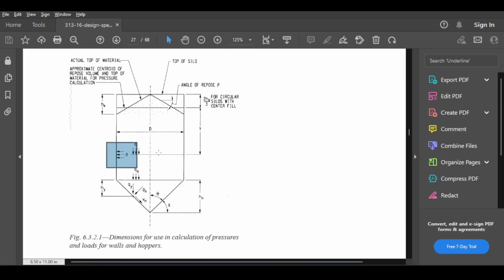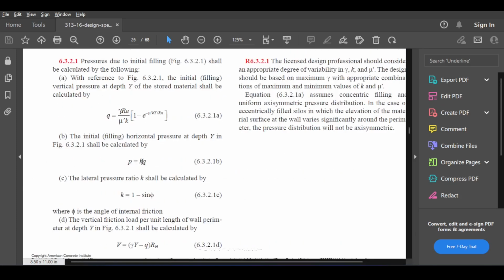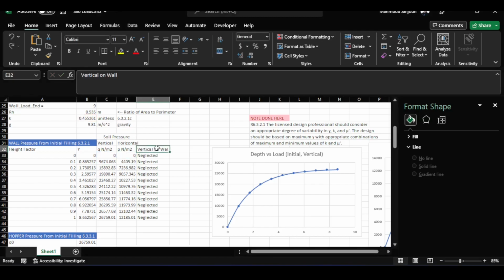What about the horizontal pressure? Well, that's an easy task because horizontal pressure equals K multiplied by vertical pressure. This is also further elaborated in equation 6.3.2.1b, as you can see here, which is basically also used here because I multiply this by the K factor. There is another load on the wall, which is the vertical loads on walls, and it's very important to include if you have really, really slender walls.